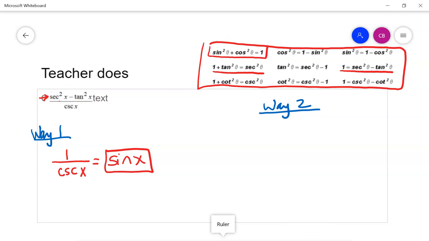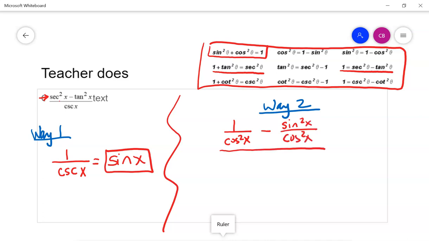So way 2, you're going to find this to be a little tougher, but just know that if you don't know that secant squared x minus tangent squared x equals 1, this might be another way to do it. So secant squared x we know is 1 over cosine squared x. Tangent squared we know is sine squared x over cosine squared x. My denominator, cosecant x, is just 1 over sine x.